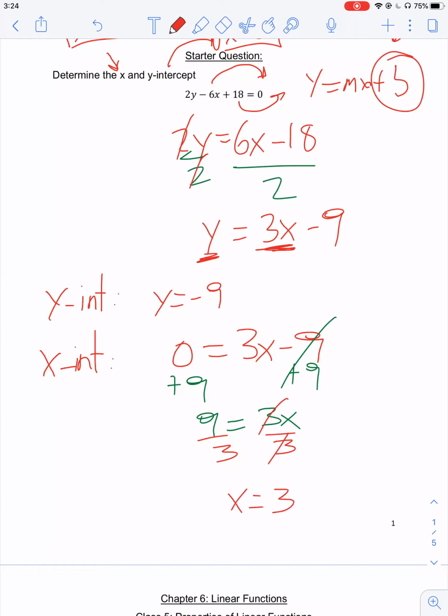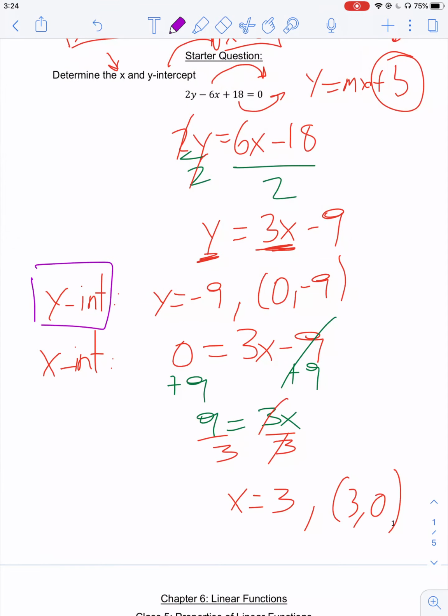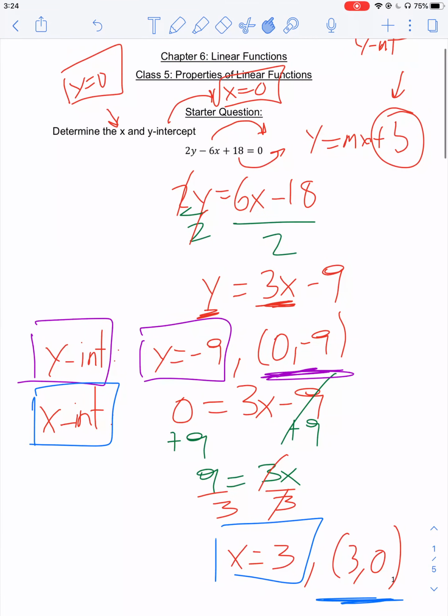Now if I were to list this as a coordinate, this would be the point where x is 0, y is negative 9. And this would be the point where x is 3 and y is 0. So this is how you find your x and y intercept. This will be my final answer: my y-intercept is y is equal to negative 9, and my x-intercept is x is equal to 3. But as a coordinate, this is what you have, and as a coordinate for the y-intercept, this is what you have. So there you go. I didn't want to make this too long.